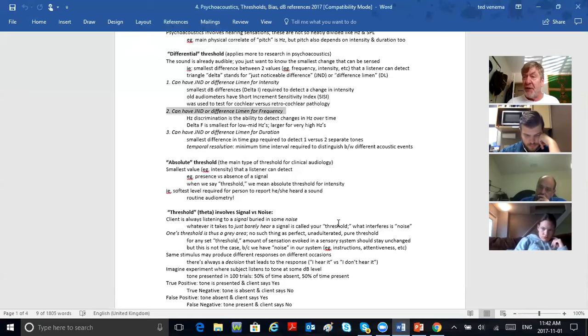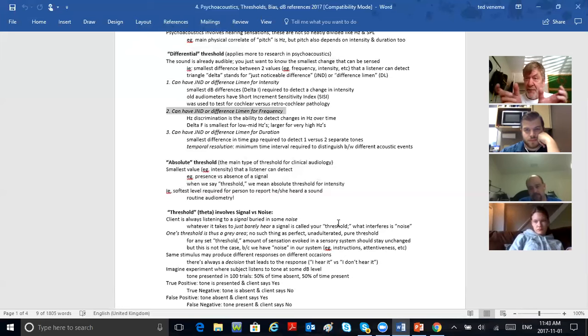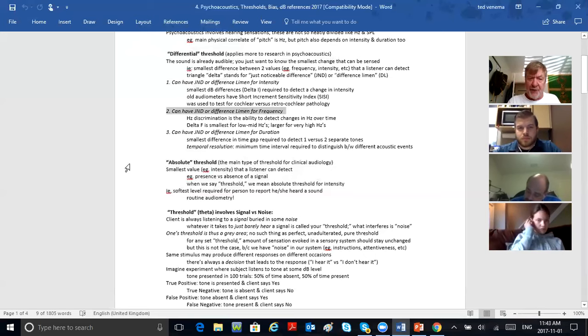Think of keys on a piano. Instead of having 88 keys, now your keyboard is just as wide, but you've doubled the keys together. Now you only have 44 keys, 44 different notes. They've lost that frequency resolution. The ability to distinguish between frequencies close together is diminished. Delta F is worse. Anyway, that's enough on that.